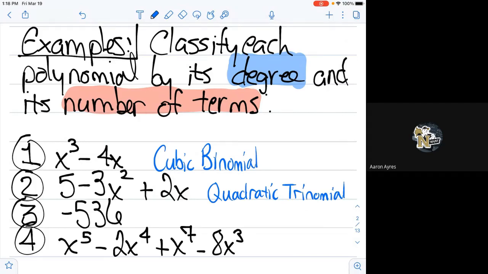Okay. Now, number 3. How many terms? 1 term. What's the degree? Do you see a variable? If you don't see a variable, the degree is 0. Okay. This degree is 0. It is a constant what? RJ? Constant monomial.